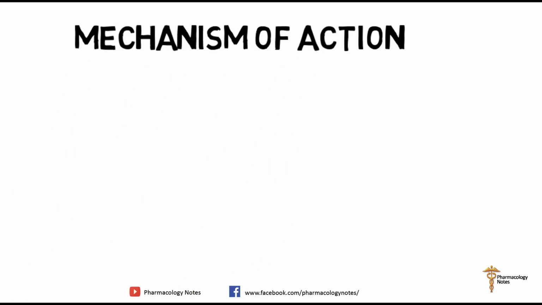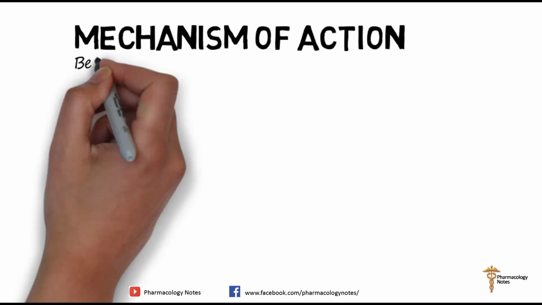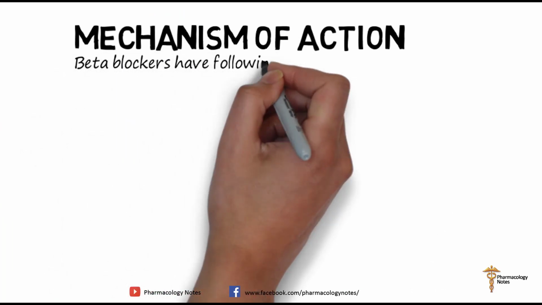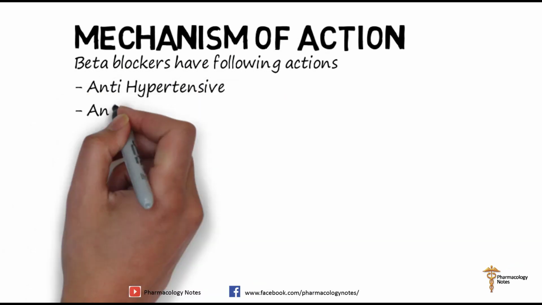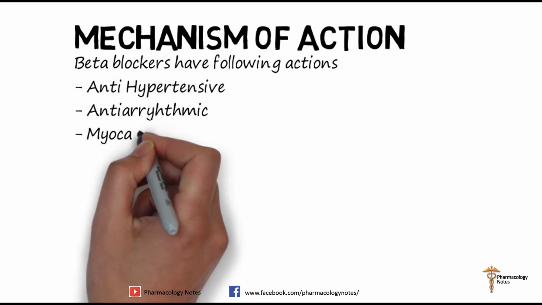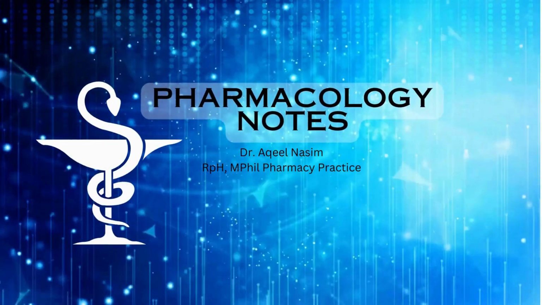Now let's discuss the mechanism of action. Beta blockers have the following actions: antihypertensive, antiarrhythmic, myocardial ischemia and infarction, and congestive heart failure. So these four are the mechanisms concerning beta blockers. We will discuss them one by one.